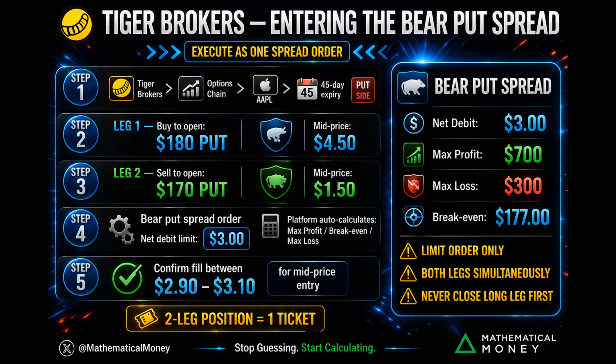Apple options are highly liquid at major strikes. A fill between 290 and 310 is realistic on most trading days when entering near mid-price on both legs.